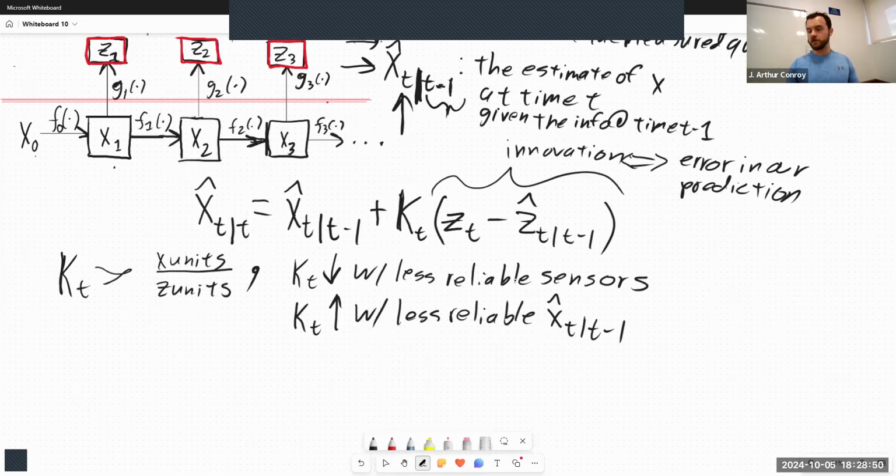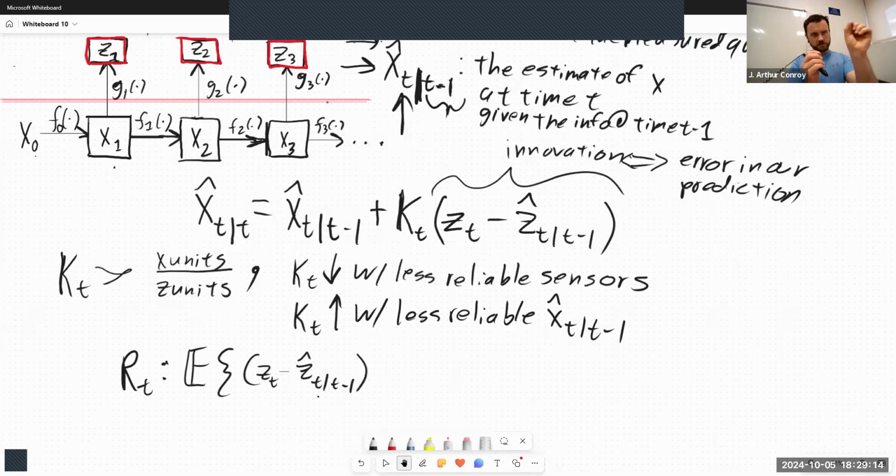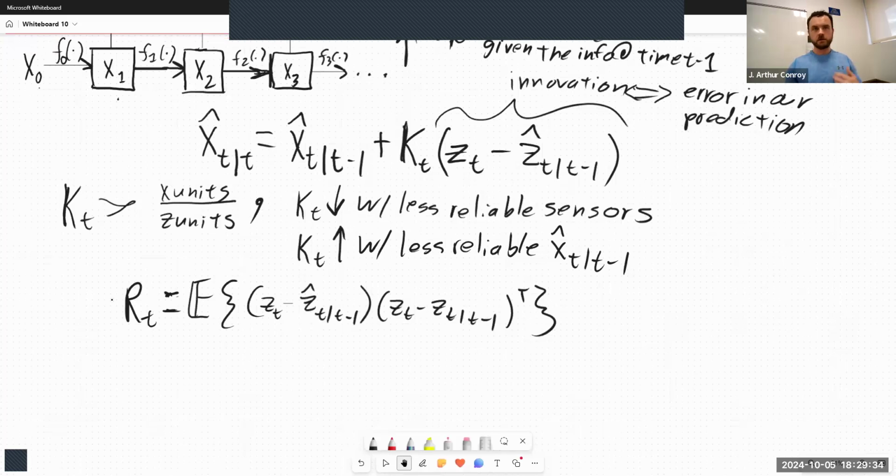So let's quantify the reliability of the sensors by saying R at time T is the second order dispersion, the covariance of the innovation. It measures how far away from the zero center all the measurements tend to be spread. So we call that R, how reliable our sensors are. This is a covariance. It's a second order measurement. If you've been in the machine learning class, you should be familiar with this. This is the variance matrix that you see in Gaussians, which will come up in a second.